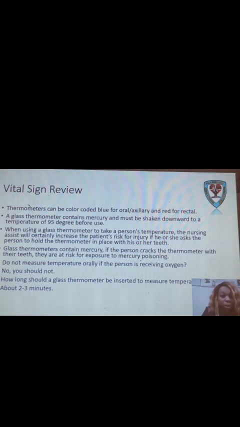You want to make sure that the person is not biting down on the glass thermometer, because this monitor does have mercury in it. If it is broken by the teeth of the person whose temperature you're measuring, that person is at risk for injury from the glass breaking in their mouth or from being exposed to the mercury within the glass thermometer. You do not measure temperature orally if the person is receiving oxygen.